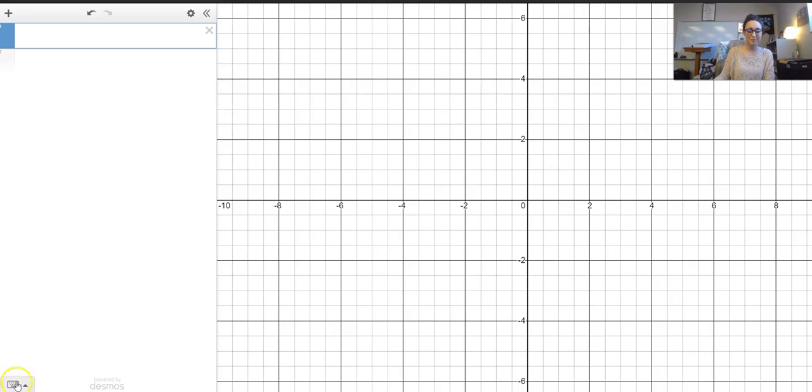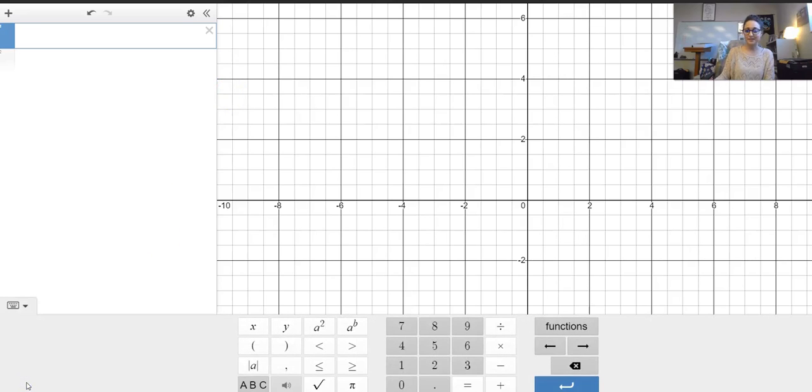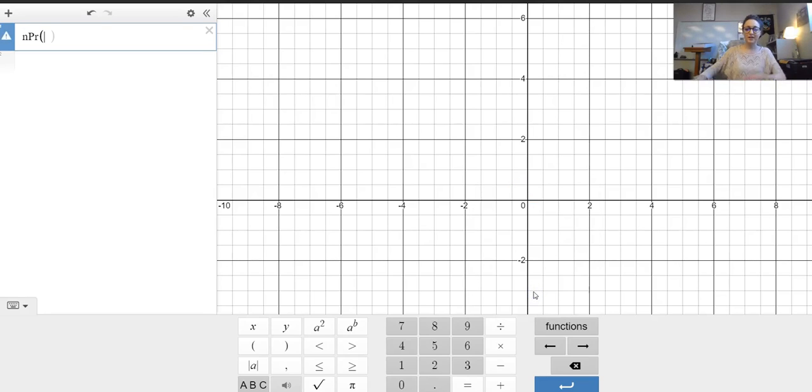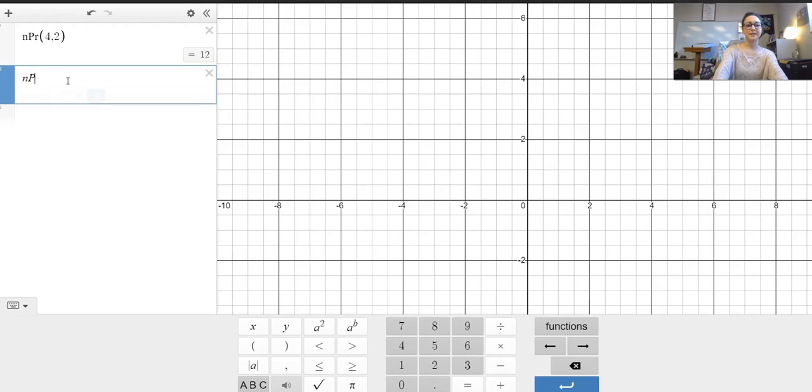On Desmos, there's a couple ways to do it, but I would recommend just going to the keyboard for now and going to your functions. Make sure you're on Stats, and your permutation is right here. Again, nPr, and you're going to go 4, 2 here, and there's your 12. You can also just type the letters n, lowercase n, capital P, lowercase r, and it turns it into the permutation for you.